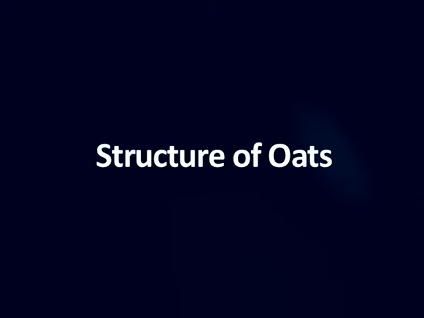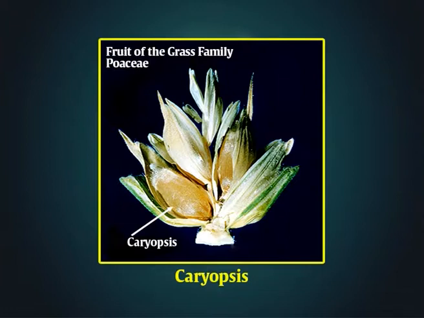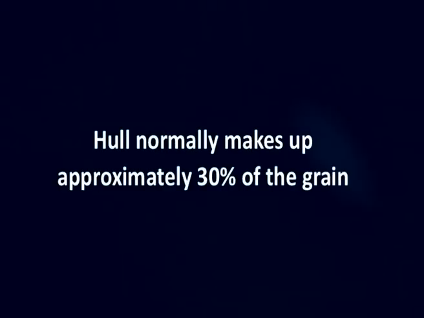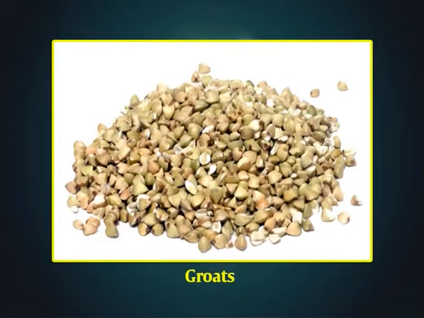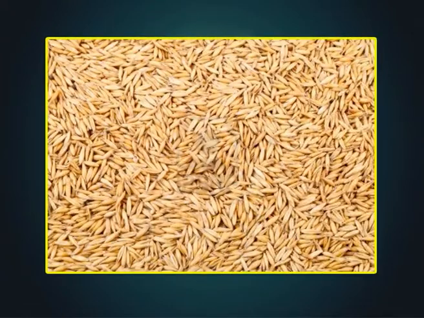Structure of oats. The common varieties of oats have the fruit, that is the caryopsis, enveloped by a hull composed of certain floral envelopes. Naked or hull-less oat varieties are not extensively grown. The hull normally makes up approximately 30% of the grain. Oat kernels obtained by removing hulls are called groats. The groat is considered the whole grain of oats.